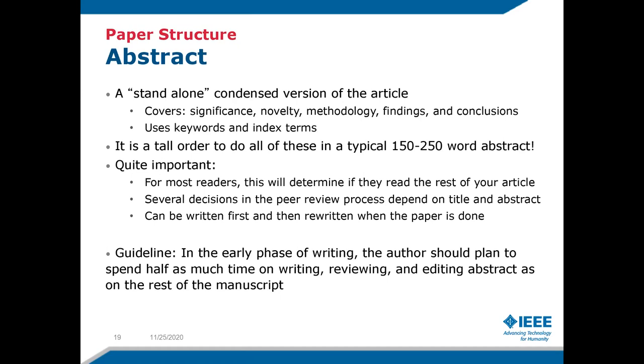It is important to point out that for most readers, this will determine if they read the rest of your article or not. Normally we take a quick look at the title, and if it's interesting, then we read the abstract. If the abstract is interesting, okay, then we go on. Otherwise, no more. And several decisions in the peer review process depend on title and abstract. This is also the case because our reviewers need to be interested to continue.